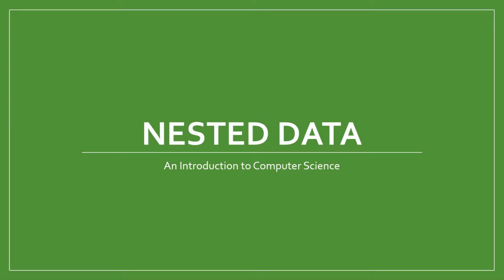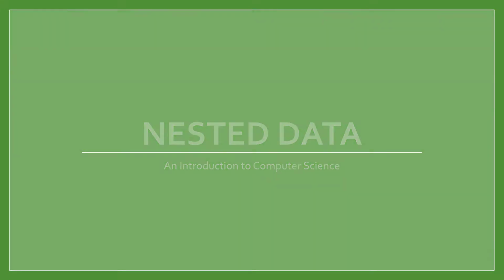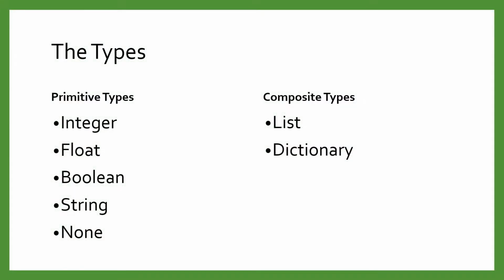Let's learn about nested data. At this point, we've learned about 7 different types. The 5 primitive types so far are integer, float, boolean, string, and none. The 2 composite types we've seen so far are lists and dictionaries. These 2 new composite types are special because they are composed of other types.